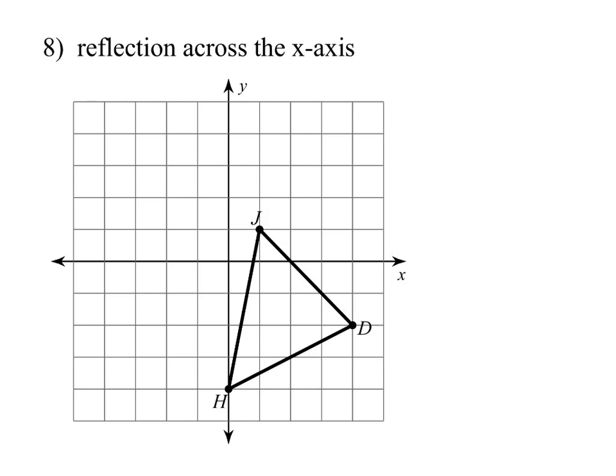On 8, if you're going to reflect across the x-axis, all you have to do is take your x's and your y's and just keep the x's the same and change all the signs on the y's.